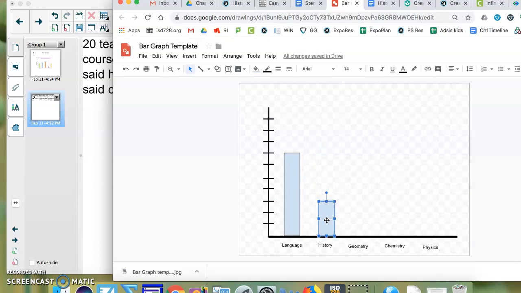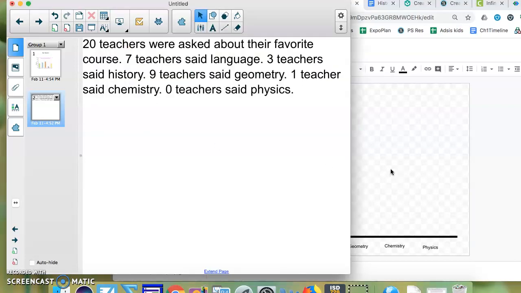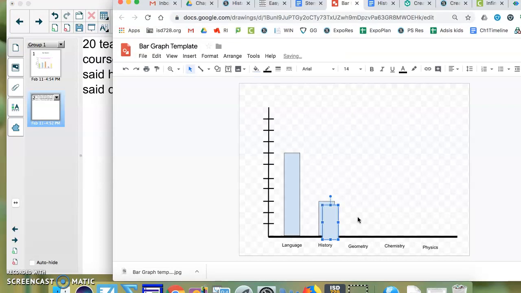Geometry, so same thing. I'm going to copy. Geometry, there was 9. So I'm going to put that over here. But geometry, there was 9, so I'm going to have to make that go all the way up to, I know this was 7, then 8, then 9. You can see it makes nice little lines so you know where you're matching up with.